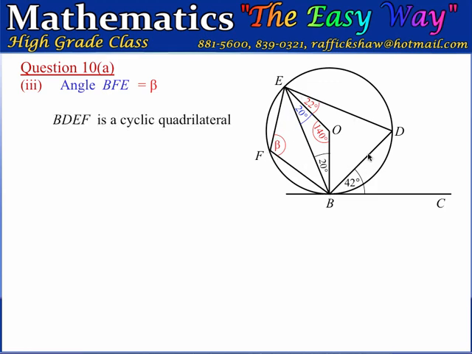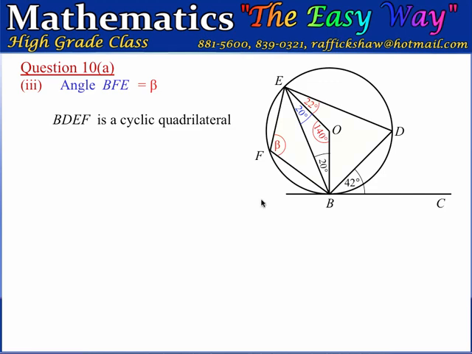BDEF is a cyclic quadrilateral because it is a quadrilateral inside the circle such that the 4 vertices of this quadrilateral are on the circumference of the circle. And so BDEF is a cyclic quadrilateral. And the opposite angles of a cyclic quadrilateral are supplementary, meaning they add up to 180 degrees.